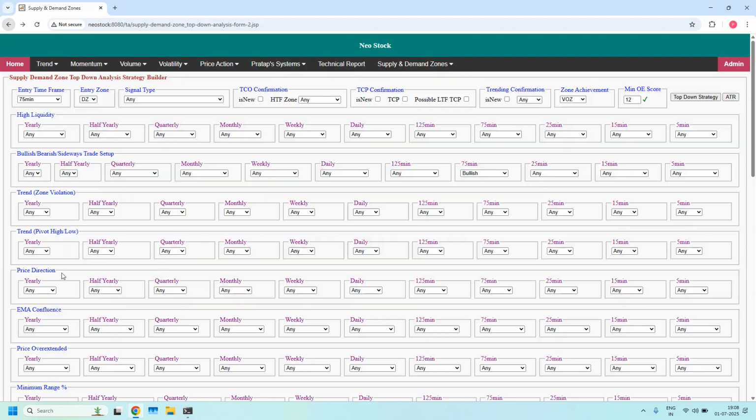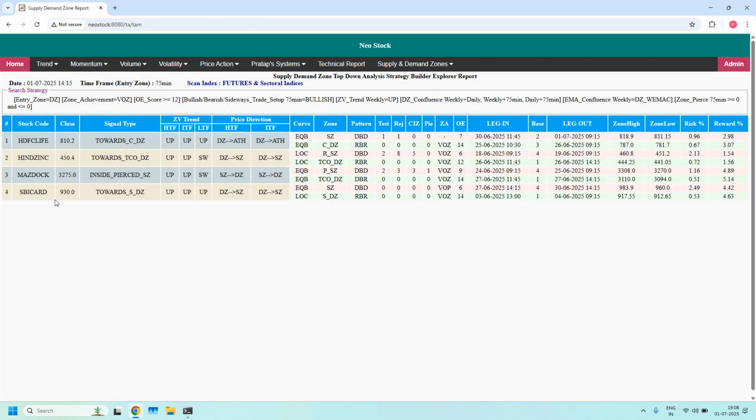Let's verify. In the EMA confluence at weekly time frame, checking weekly demand zone having weekly EMA. At the same time, trend on the weekly should not be sideways, because it is bullish trade setup, trend should be uptrend. Let's filter. We got 4 stocks. That way these 4 75 minutes demand zones might be having stronger institutional order flows. Okay, this is a bullish trade setup for a weekly income trade.